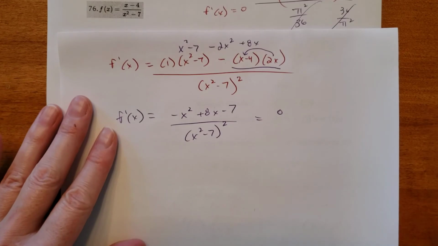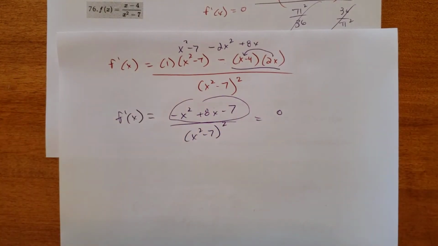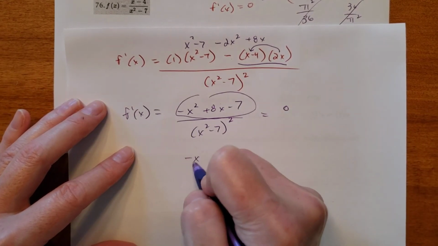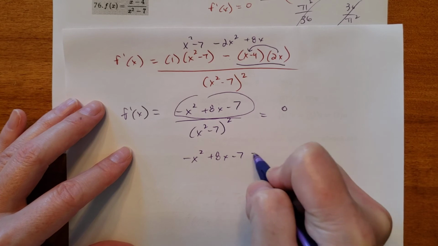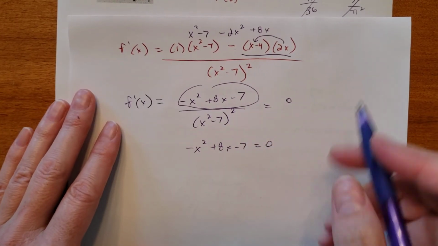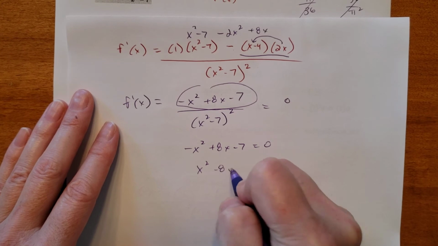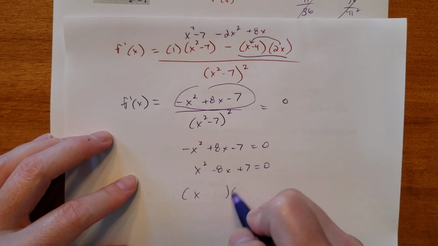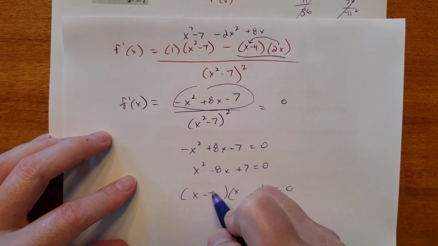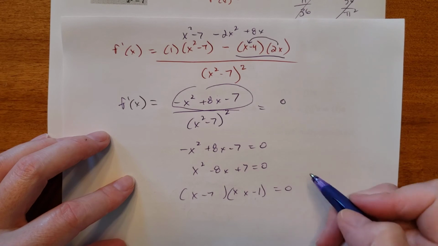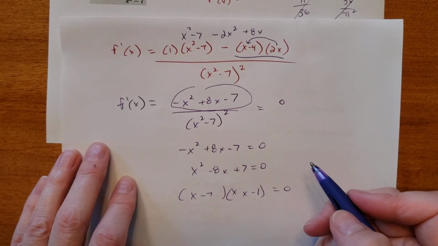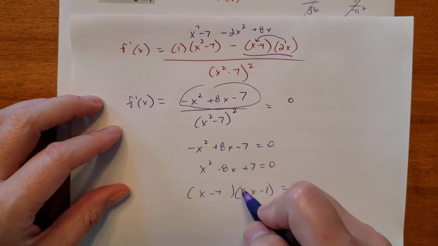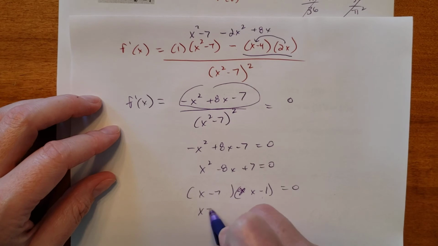Well, it's equal to 0 when the top is 0. If this is 0, the whole entire thing is 0. So we just need to worry about when the top is 0. When is negative x squared plus 8x minus 7 equal to 0? I'm going to multiply across by negative 1, so it cleans it up a little bit. And then that would factor. That actually factors, which is shocking. x minus 7 and x minus 1. No, it doesn't factor. Does it? Yeah, it does. It factors into that, x minus 1. So the answers are 7 and 1.